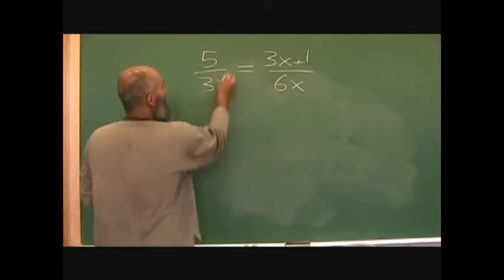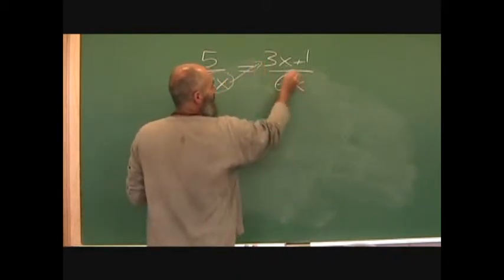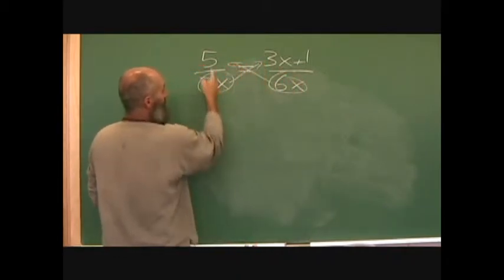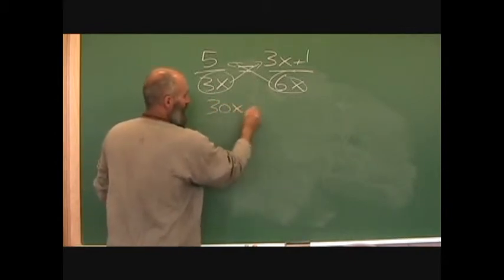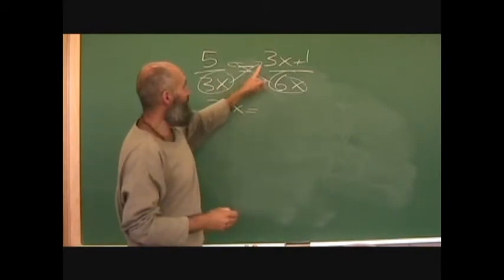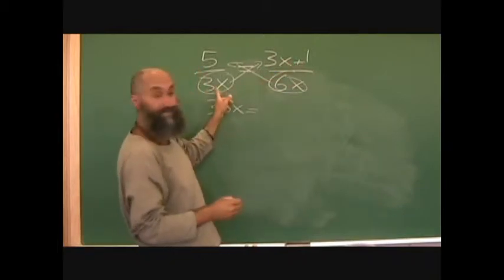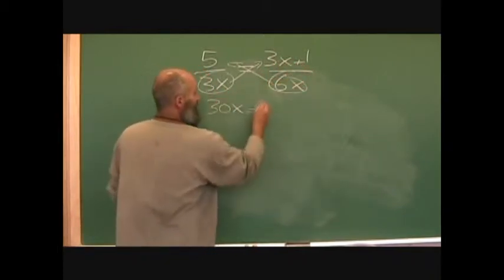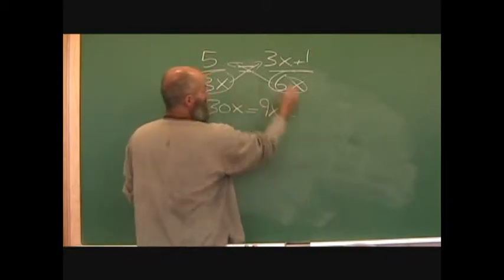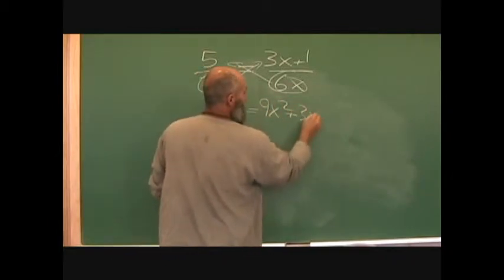Okay. So what we're going to do is grab this guy, kick it up. So 5 times 6x is going to be 30x, which is equal to 3x times 3x plus 1. So this guy comes up and multiplies both that term and that term. So this is going to be 9x squared plus 3x.